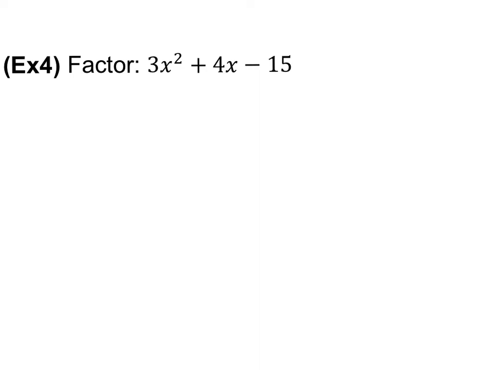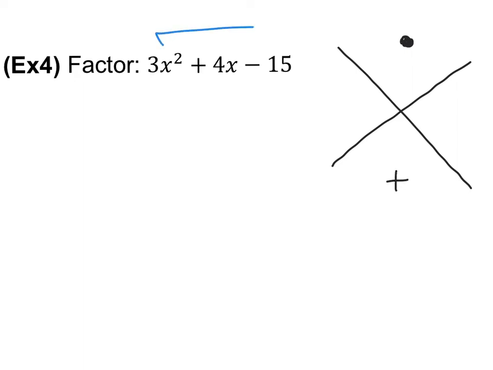It is 3. Since it is not 1, I can't do double bubble. Since the leading coefficient is not 1, I'm going to do my crisscross. So I'm going to put a multiplication sign on top, plus on the bottom. I am looking to multiply the first and last term. That goes in the multiplication. I'm multiplying them, so I get negative 45x squared. And the middle term, I'm going to put a rectangle around, and that is a 4x.